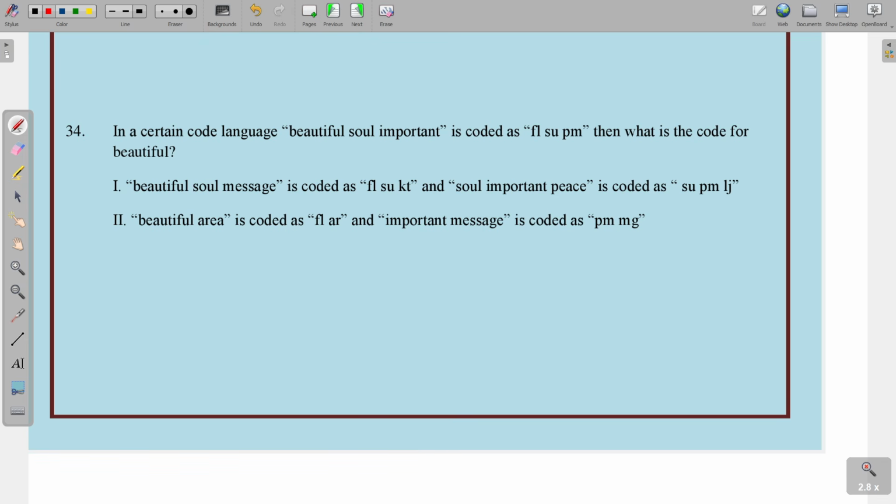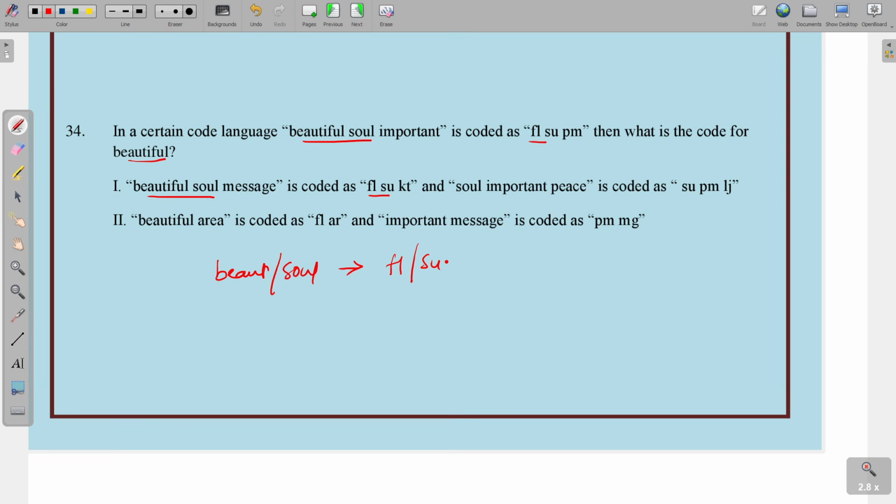Then what is the code for beautiful? We need to find a beautiful code. So see, beautiful soul message is coded as FL, SU and KT. So see, beautiful soul and beautiful soul, FL, SU. Okay, so here beautiful or soul, these two are coded as FL and or SU.